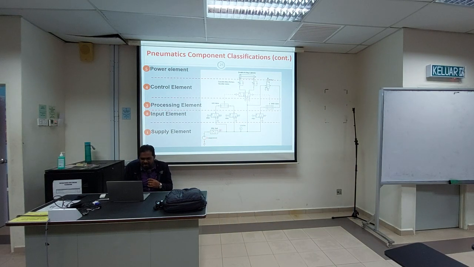Okay, so ada compressor, ada FRL unit. I think dalam slide ni pun ada FRL unit. FRL stands for filter, regulation and lubrication. It's an air conditioning circuit. Maksudnya dia sediakan gas tu sebelum supply to your circuit. Dia akan bersihkan udara tu. It will supply enough lubrication and also regulate the circuit.